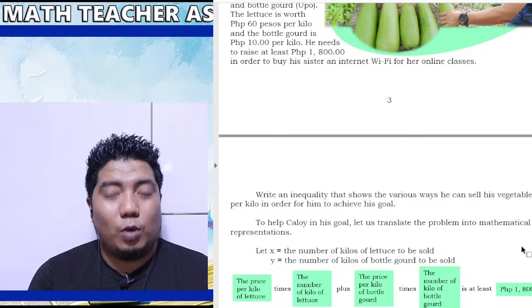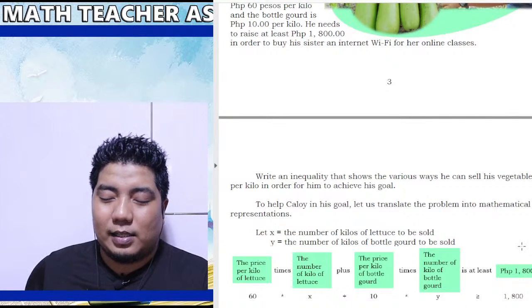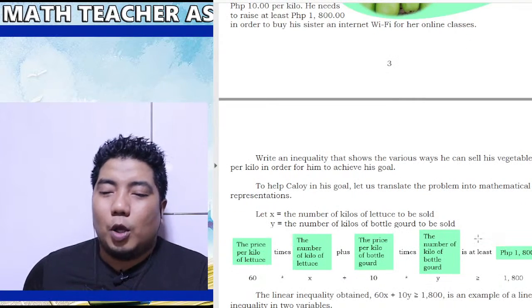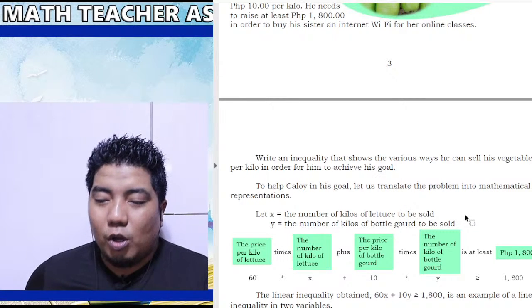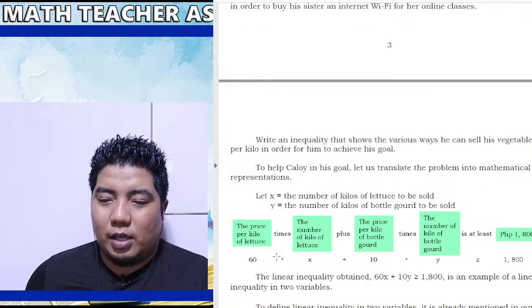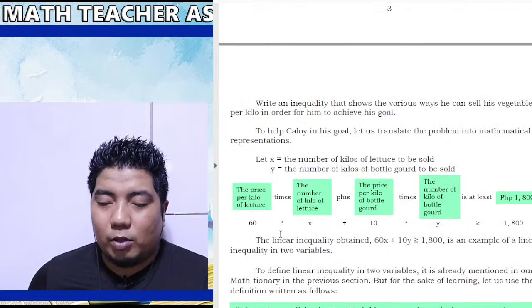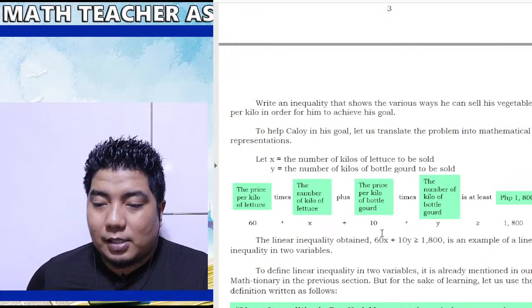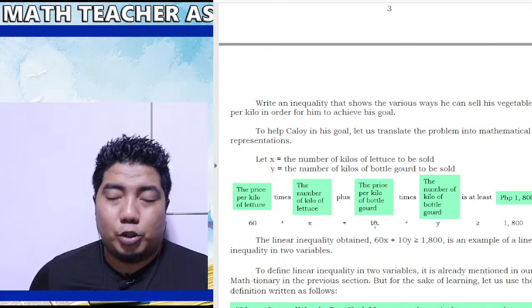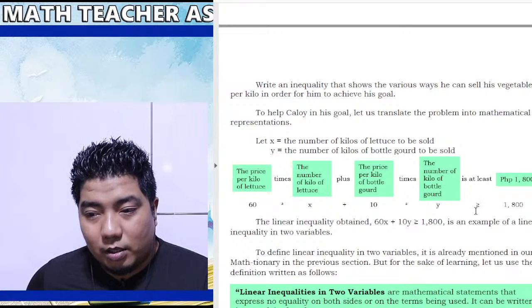Write an equation that shows the various ways he can sell his vegetables per kilo in order for him to achieve his goal. To help Kaloy in his goal, let us translate the problem into mathematical representation. Okay, so let X be the kilos of lettuce to be sold and let Y be the number of kilos of battle gourd to be sold. Okay, so we have the 60, of course, kasi 60 times X tayo because 60 pesos per kilo ang ating lettuce. So 60 times X because X represents our number of kilos plus 10 because 10 pesos yung battle gourd natin, 10 times Y is equal or greater than 1,800.